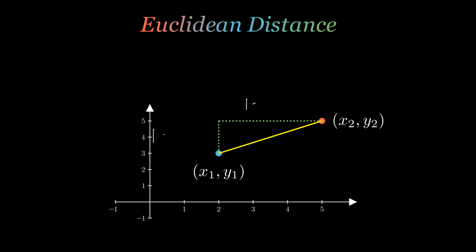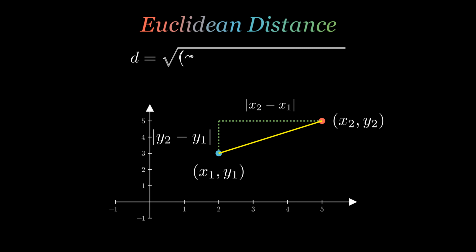The length of the vertical line is the absolute difference in the y coordinates. And the length of the horizontal line is the absolute difference in the x-coordinates. Using the Pythagorean theorem, the Euclidean distance is calculated as the square root of the sum of the squares of these differences. This is represented by the formula d equals the square root of x2 minus x1 squared plus y2 minus y1 squared.